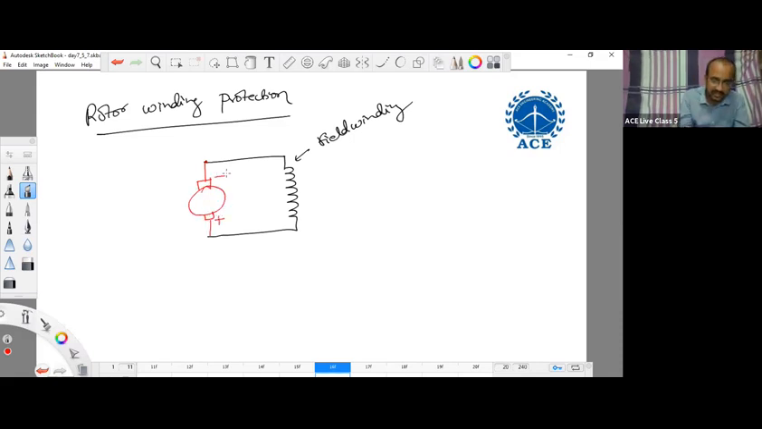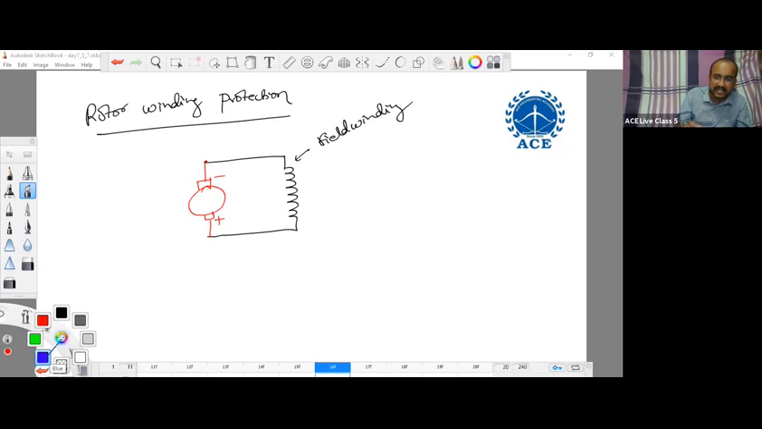Suppose this is plus and this is minus. So it will establish the flux. Separate DC excitation has been provided for this field winding, and that's why the alternator is known as a doubly excited machine.